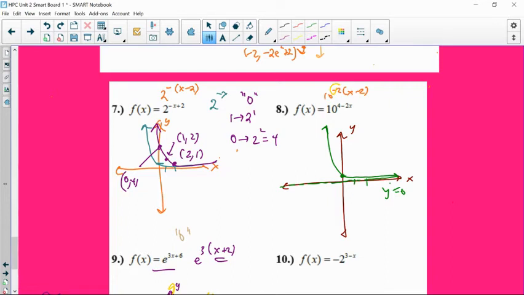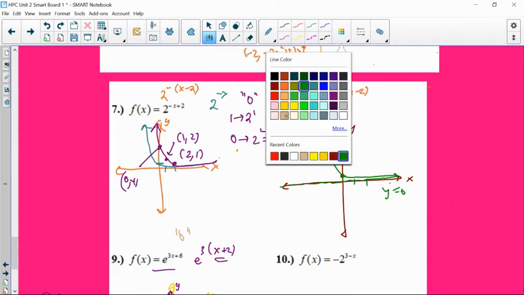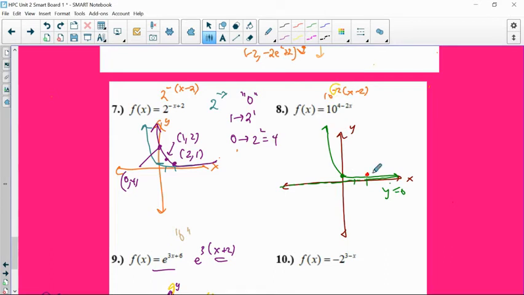So now we'll choose a new color. Maybe this like a red. So here is our new intercept, so to speak. That point right there is 2, 1. So 2, 1. And then again, we're hugging that asymptote. We hit that and we go straight up.